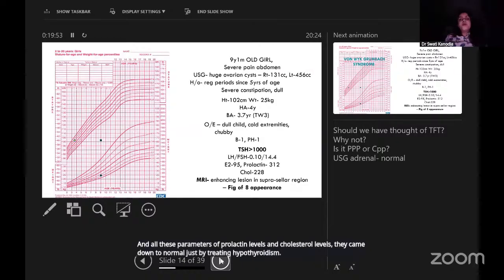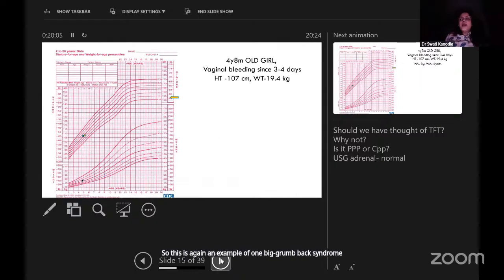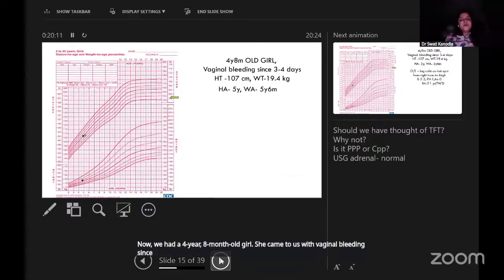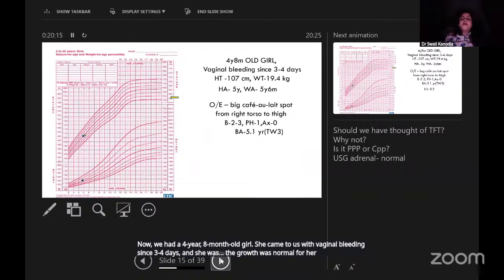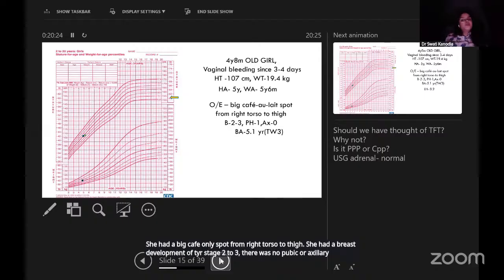So this is again an example of von Willebrand syndrome. Now, we had a 4-year, 8-month-old girl. She came to us with vaginal bleeding since 3 to 4 days. And the growth was normal for her age. She had a big cafe au lait spot from right torso to thigh. She had breast development of Tanner stage 2 to 3. There was no pubic or axillary hair. The bone age was not very advanced. It was quite the same as her age and height.